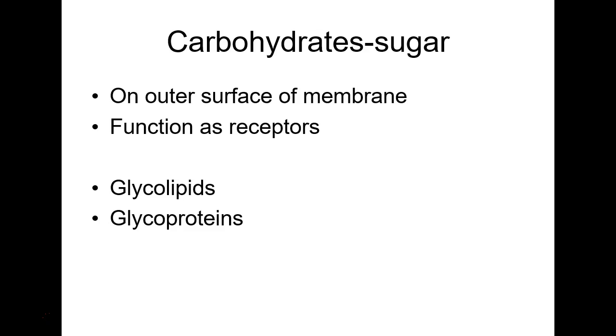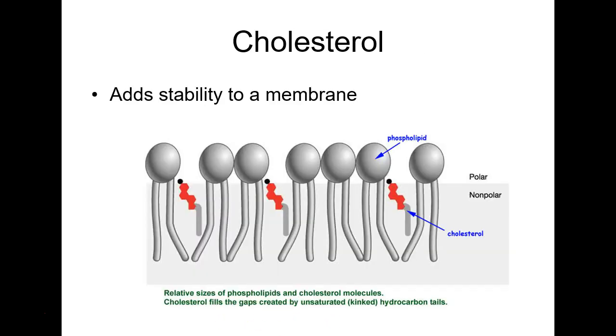Carbohydrates, mainly think sugar in this case, on the outer surface of the membrane can help function as a receptor. You can have glycolipids and glycoproteins. We showed you those. There's the cholesterol that's getting in between the tails, and it's actually kind of breaking it up and making it where it's not packed so tightly. So anyway, you'll have cholesterol scattered throughout that membrane. And cholesterol is also used for other things, like it can be the backbone for certain molecules or a hormone or whatever.